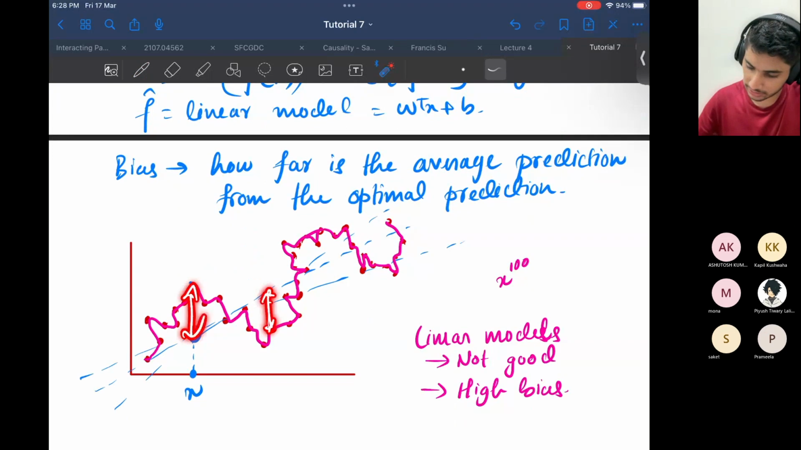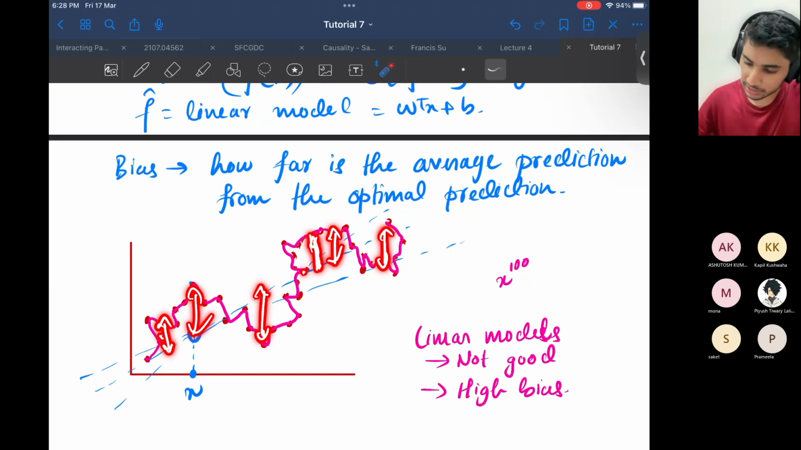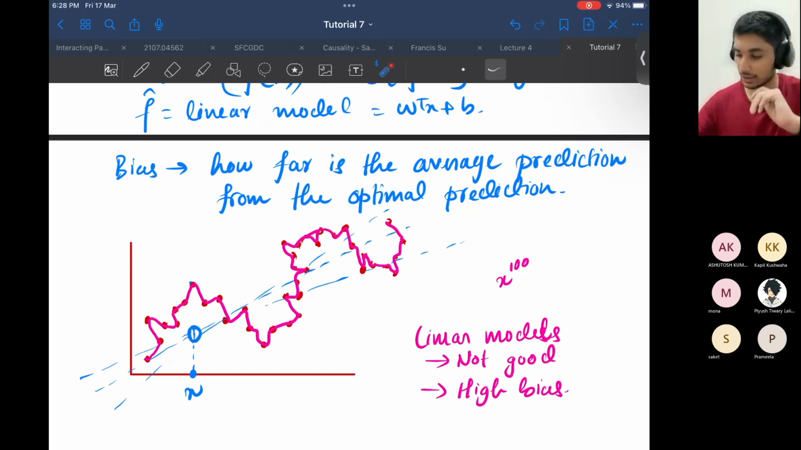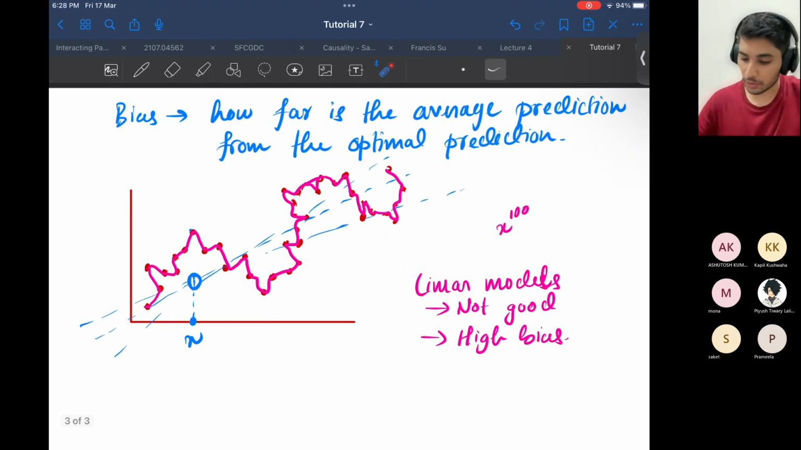So this was the distance here, and here, and here, and here. Something like that. I hope you can see that. So this was again the distance. At all these points, the difference between the average output and actual output was high, so it has a high bias. The difference is large. Hence, it is not a good model.